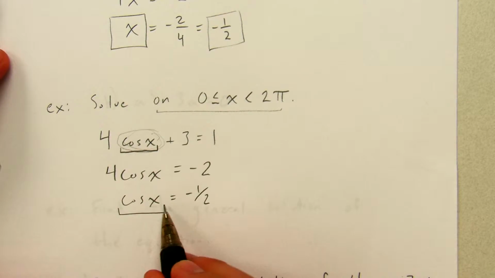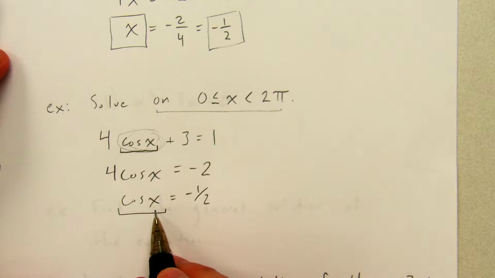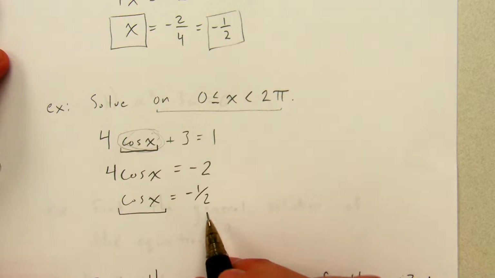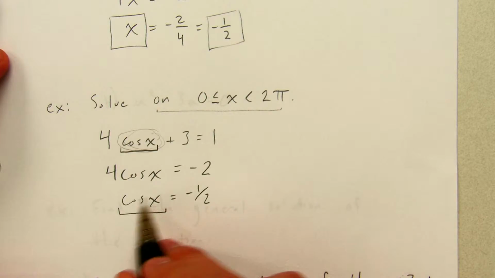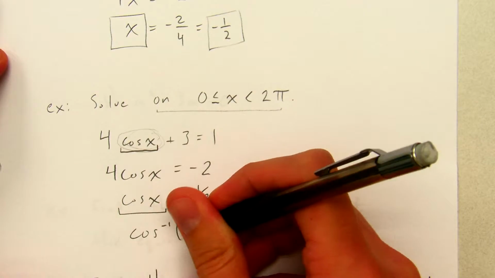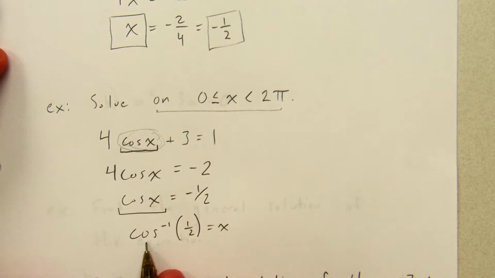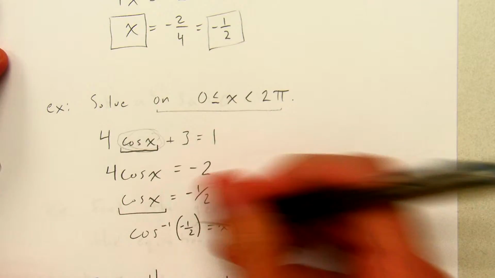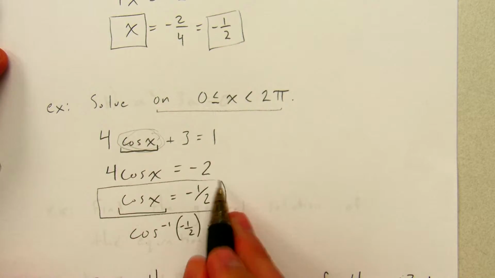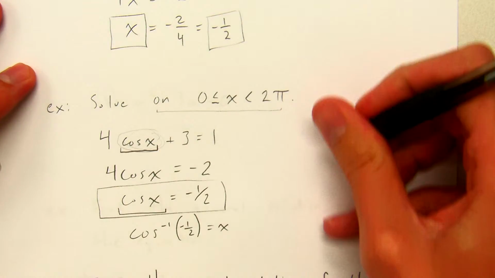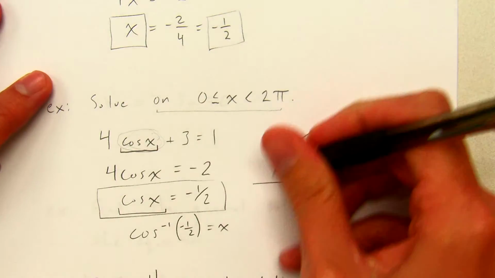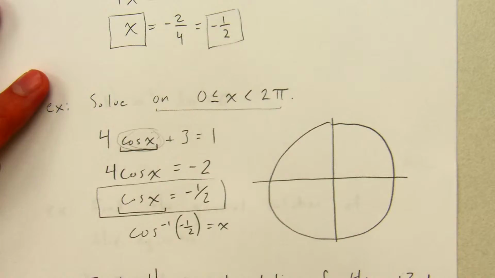What values of x, what angles exist such that cosine of that angle equals -1/2? Now, one way to think of this is using inverse trig functions. Inverse cosine of -1/2 equals what angle? But another way to think of this is to think of our unit circle. Here's where the unit circle starts being really helpful.